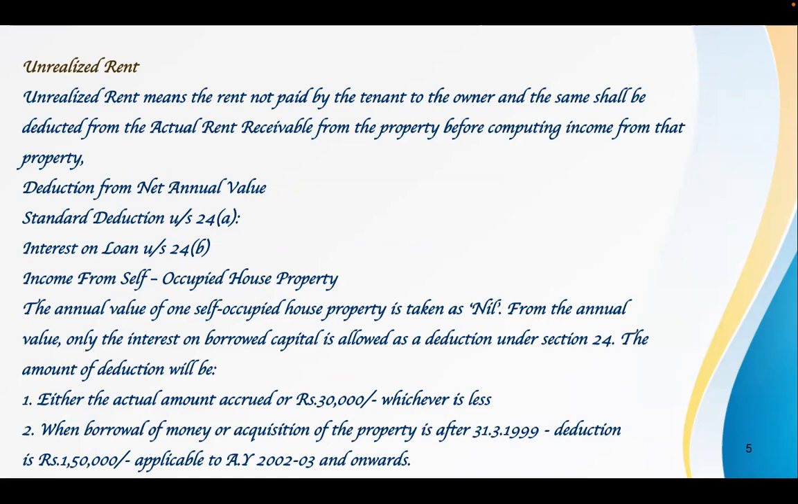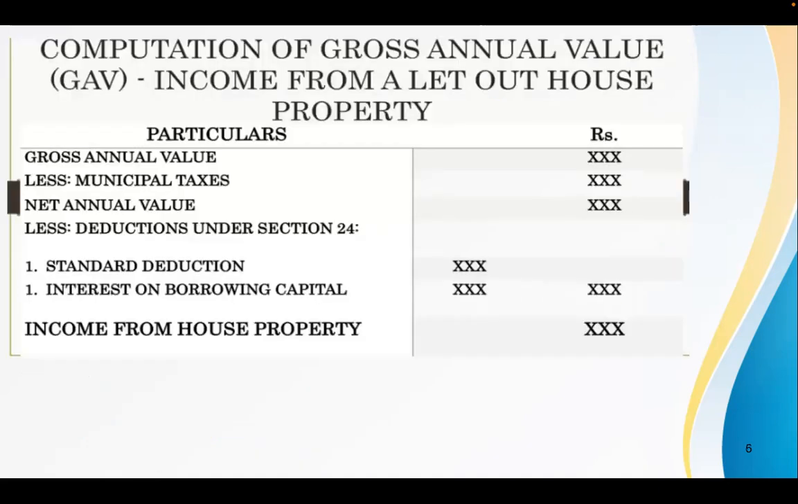Income from self-occupied house property. The annual value of one self-occupied house property is taken as nil. From the annual value, only the interest on borrowed capital is allowed as a deduction under Section 24. The amount of deduction will be either the actual amount accrued or rupees 30,000, whichever is less. When the borrowing or acquisition of the property is after 31/3/1999, a deduction of rupees 1,50,000 is applicable to assessment year 2002-03 and onwards.